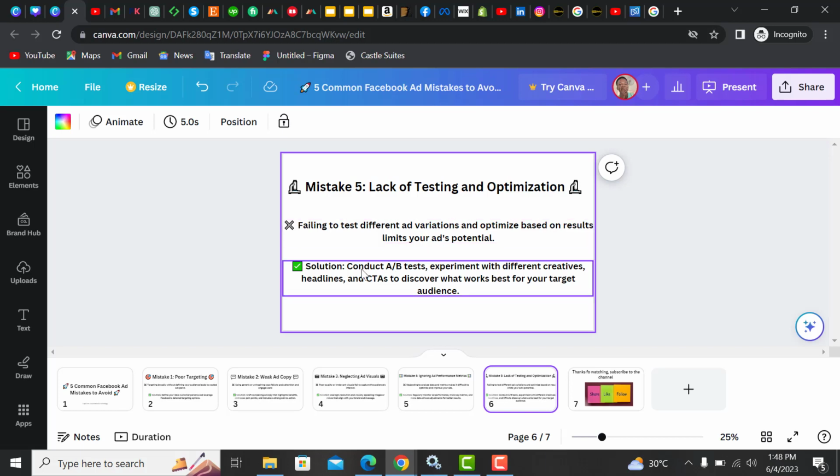So what is the solution? Conduct A/B testing. Test different things and see which one works. Experiment with different creatives. Use different headlines. Use different calls to action to discover what works for your target audience.